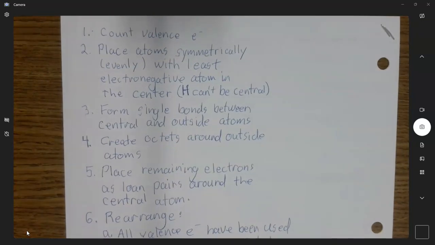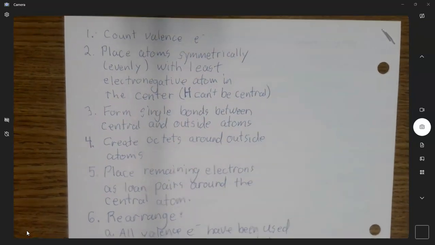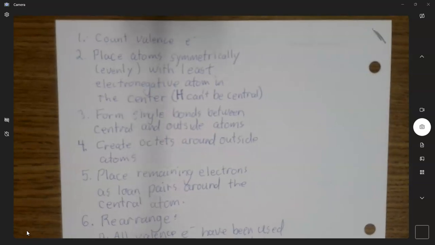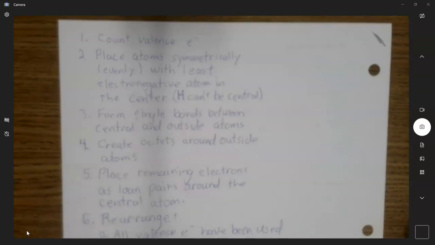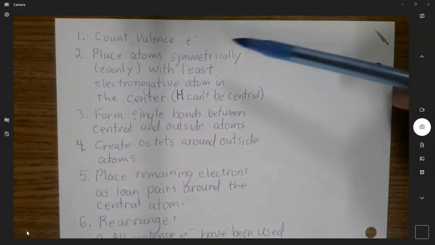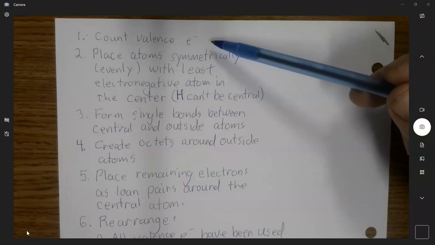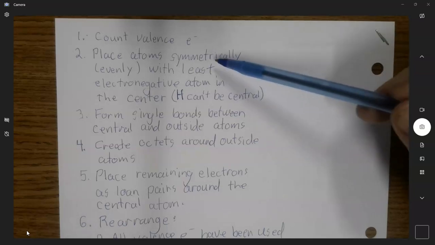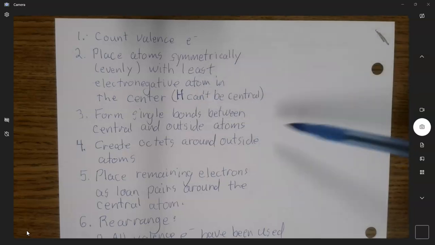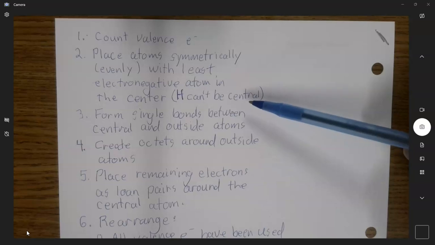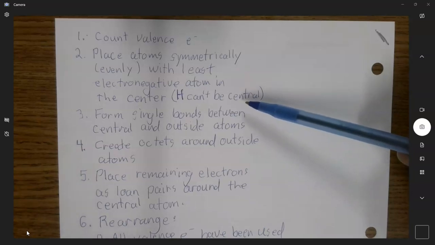Okay, so first, either go back to the Lewis dot structure lesson. Don't remember what day it is, but it's titled Lewis dot structures, and write down the rules if you don't have them memorized. You have to have these memorized. They don't give them to you on the AP, and I'm not going to give them to you on any tests. So first you count the valence electrons in all the atoms that you're working with. Place the atoms symmetrically, that is evenly, with the least electronegative atom in the center. Remember, hydrogen cannot be a central atom because it can only bond on one side.